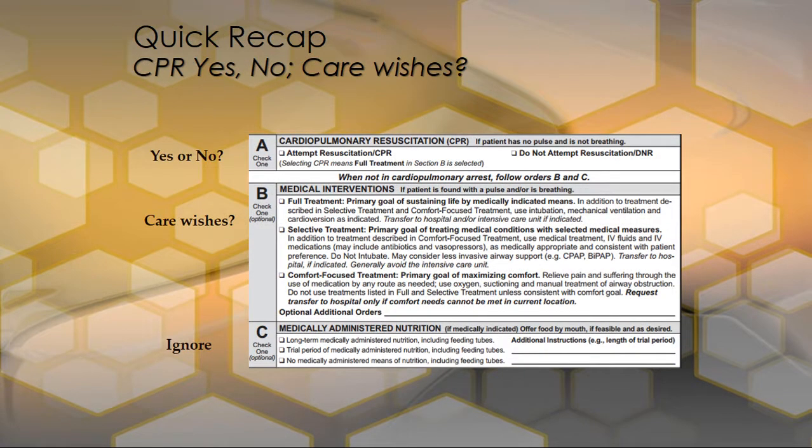So, just a quick recap. Section A, CPR, yes or no? Are we doing CPR or are we not? Section B, if the patient's not in cardiac arrest yet, how aggressively are we going to treat these patients? And then Section C, we can ignore it because it does not concern us.